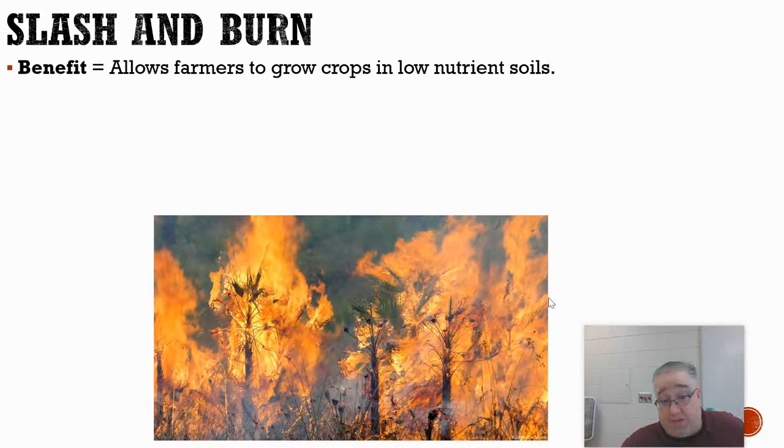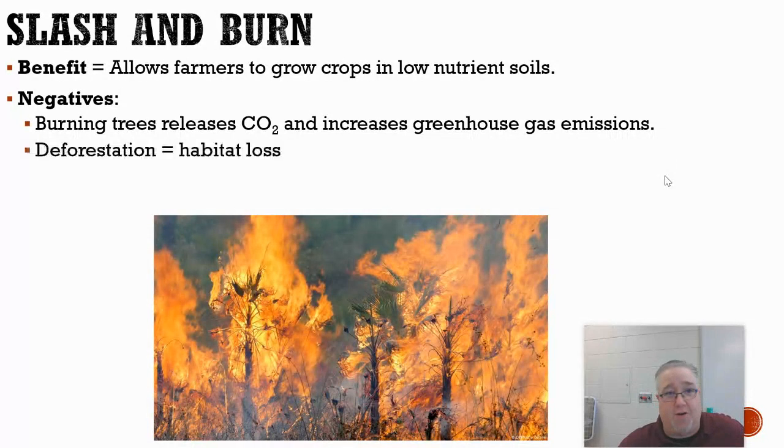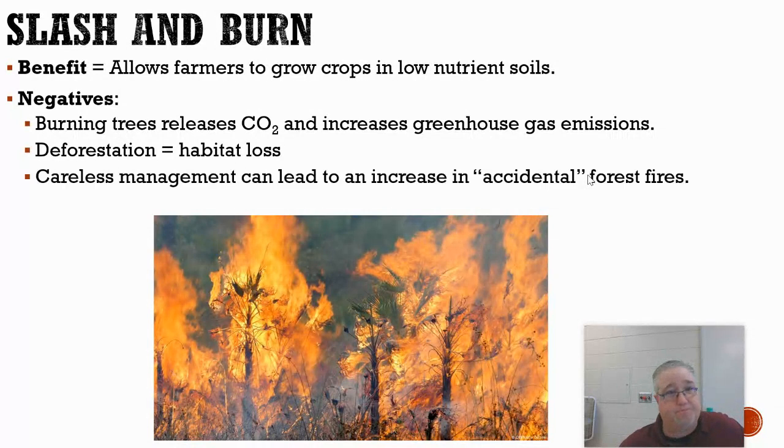The big benefit with slash and burn is it allows people to farm on land that isn't arable. It's not really good for farming. Some problems with it: when they burn rainforests, just like if you burn any forest, it is going to release a tremendous amount of CO2. So we don't want to be setting deliberate forest fires, because that's going to increase greenhouse gas emissions. Tons of habitat loss, tons of deforestation.